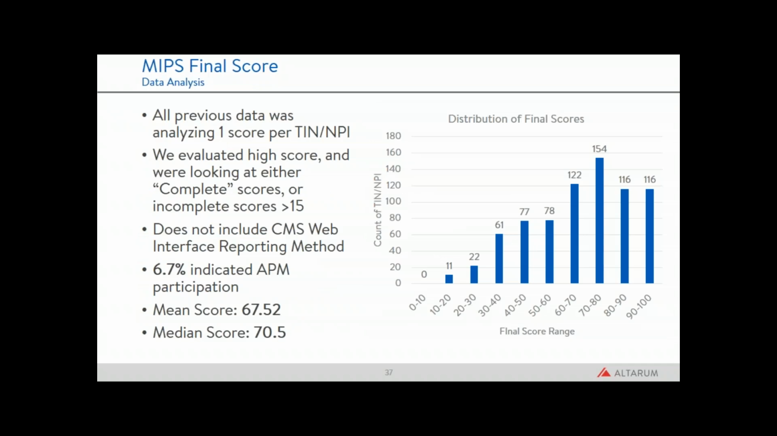When we look at the MIPS final scores for 2017, oftentimes practices or clinicians complete multiple scores throughout the year, so we look at just their best score for the year. What we see is that the average, in terms of a mean, is about 67% and the median is about 70%. This is roughly in line with what CMS reported at the end of 2017 in terms of who was meeting that exceptional performance threshold.